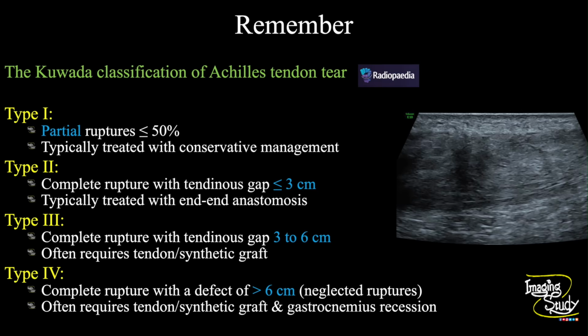In type 3, there will be a tendinous gap of about 3 to 6 cm where you will need tendon or synthetic graft to manage the patient. When the gap is more than 6 cm, we go for the type 4. Here we need tendon or synthetic graft and gastrocnemius resection also.